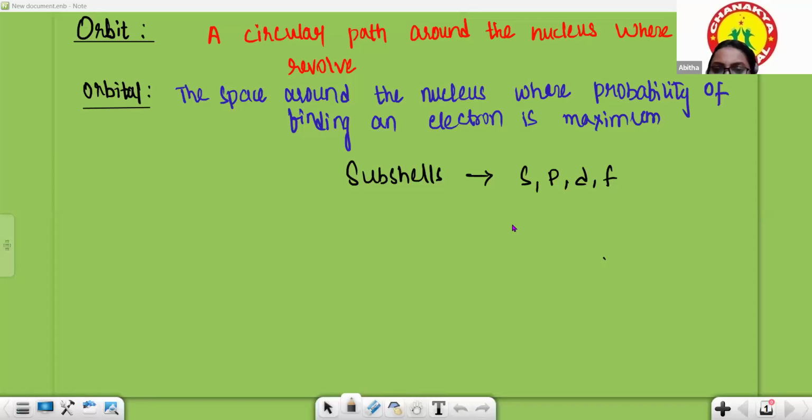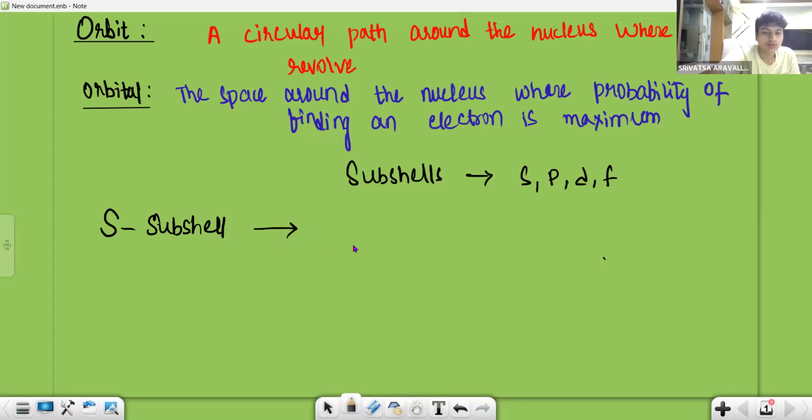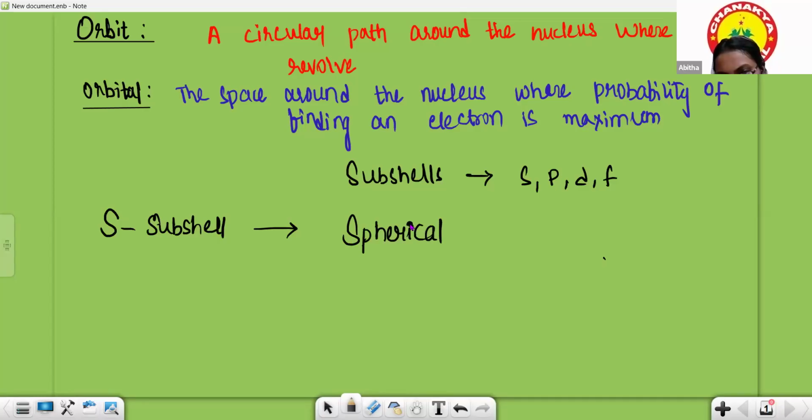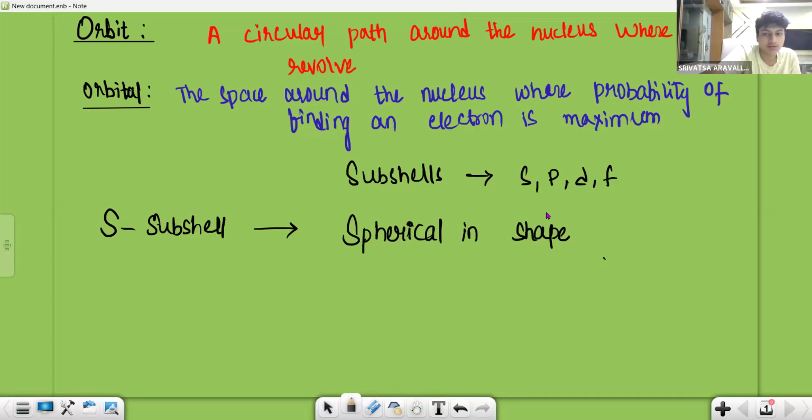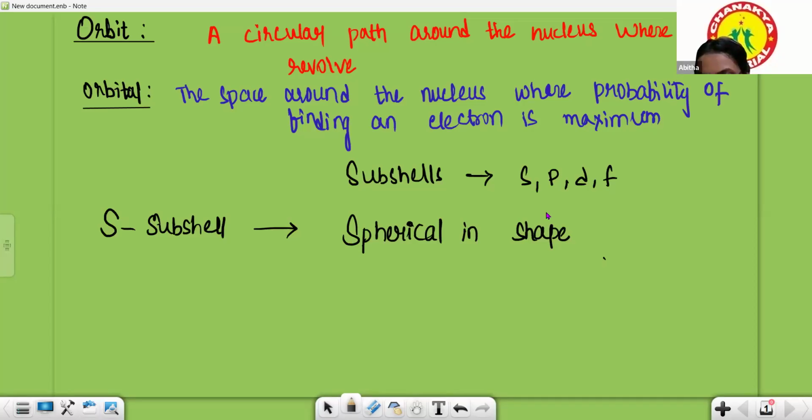So what are subshells? How many subshells did I tell you? Subshells are 4 in number: S, P, D, F. In detail, we are going to learn about the subshells now. Coming to the S subshell. The S subshell is spherical in shape. Shapes are very, very important.